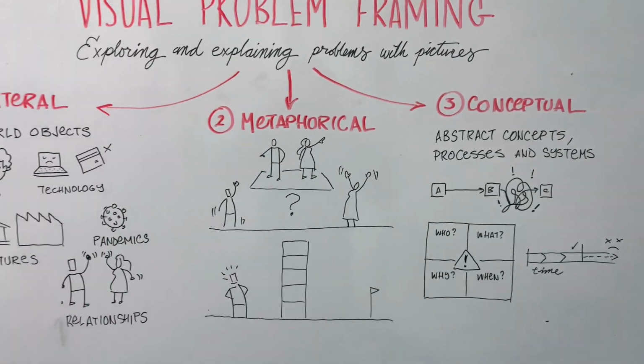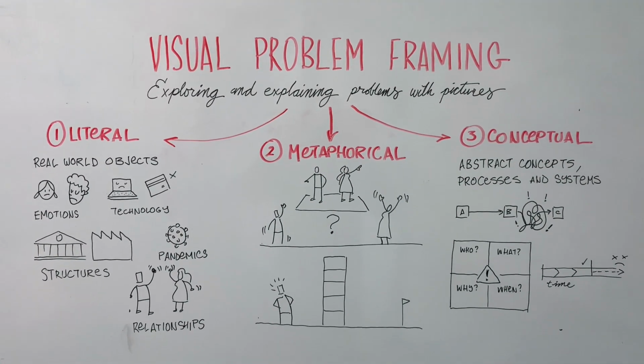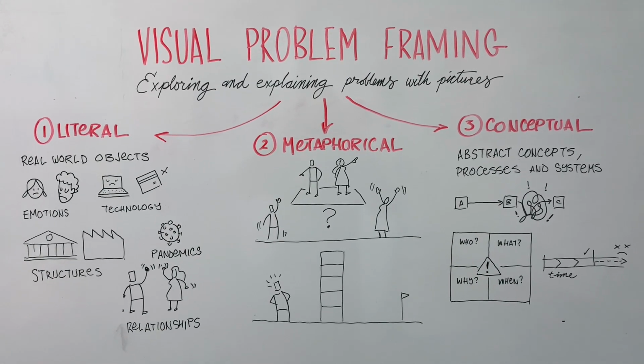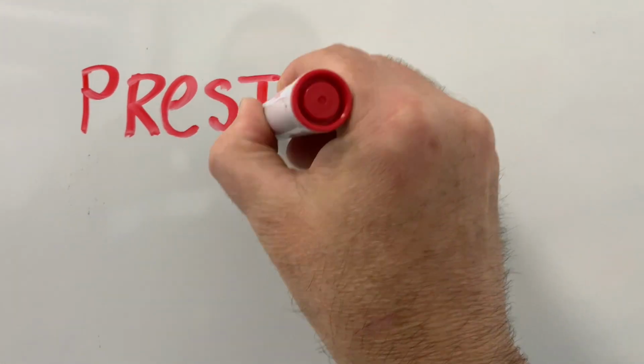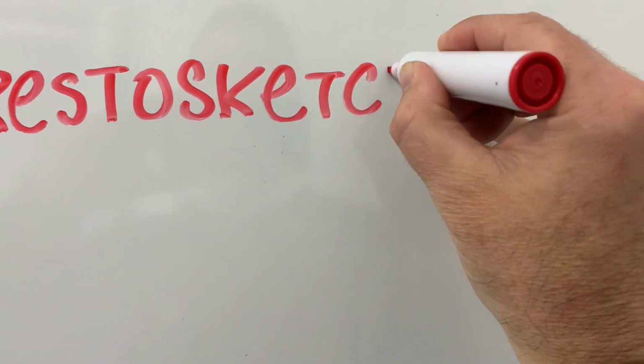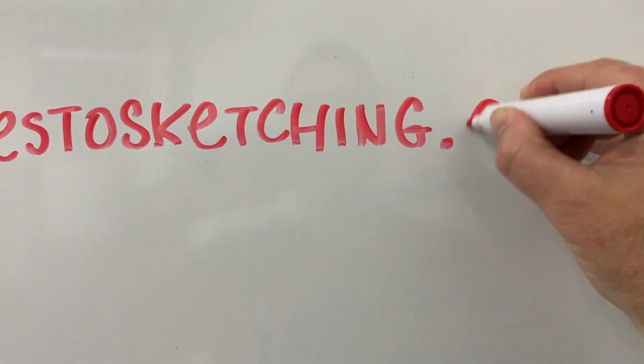And so there you have it. There's 3 main ways to look at visual problem framing. Why not give it a go yourself and see how you can explore a problem more visually? I hope this gives you enough to make a start in doing this.